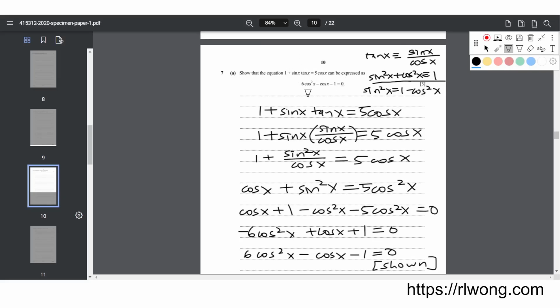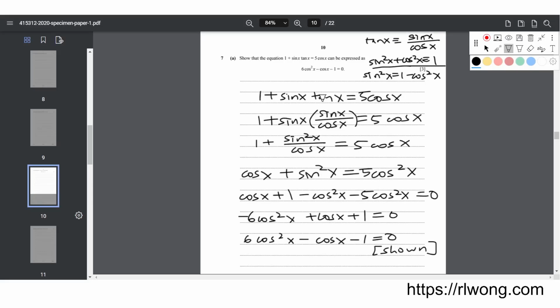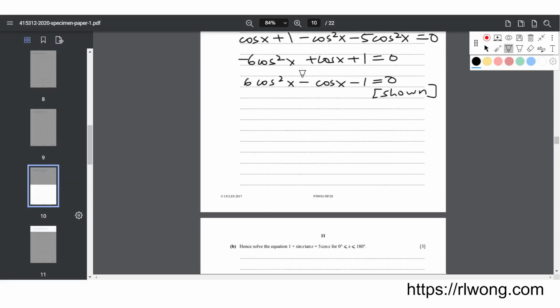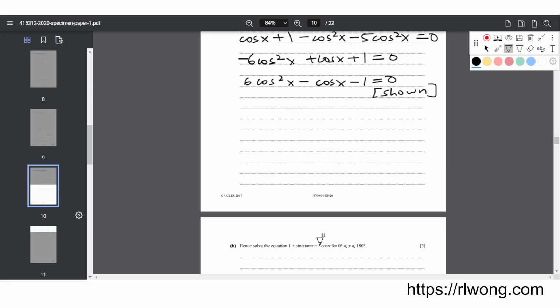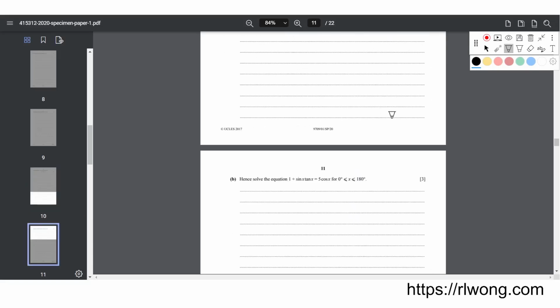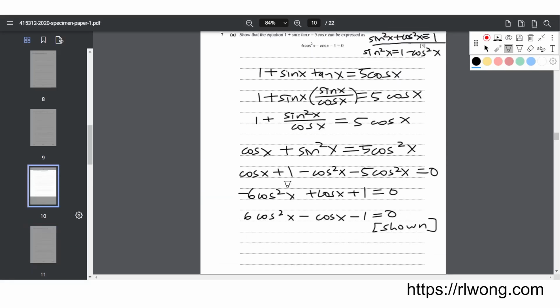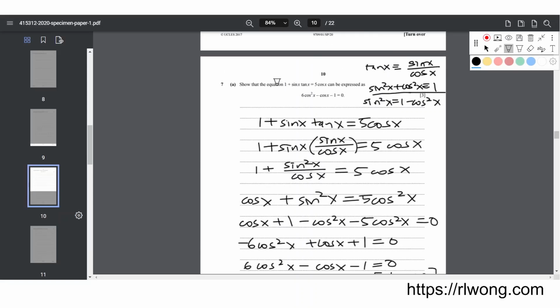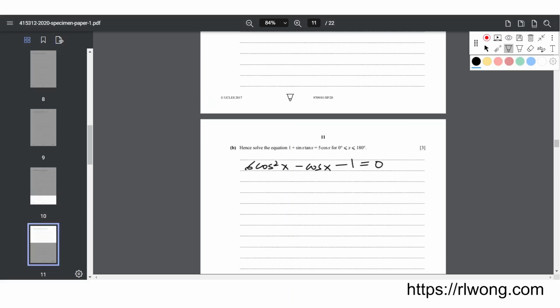So we are going to solve this because everything is in terms of cosine. So we're basically going to solve a quadratic equation, right? So we know that 1 plus sine x tangent x equals to 5 cosine x can be written as 6 cosine squared x minus cosine x minus 1, right? So I'll simply write this as 6 cosine squared x minus cosine x minus 1. So solving for this is the same as solving for this, because in part A we already showed that this can be expressed in the form of this. Alright, so now I'm going to solve for this.